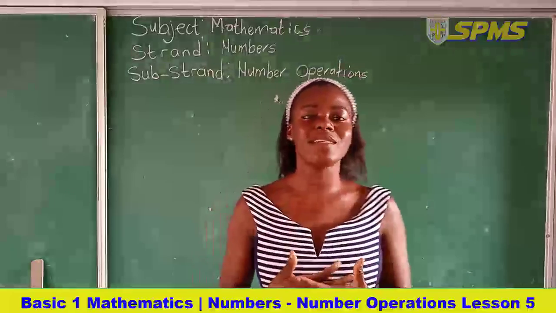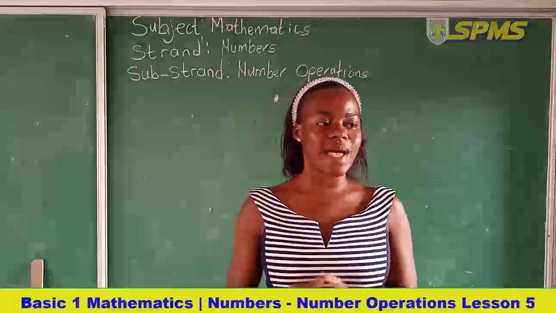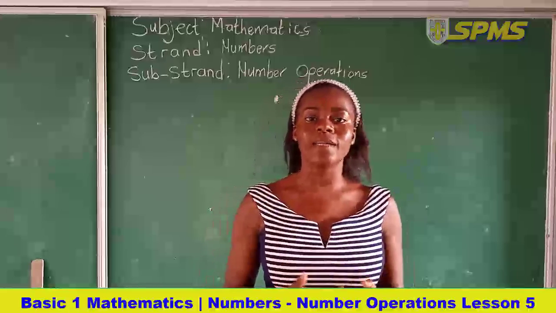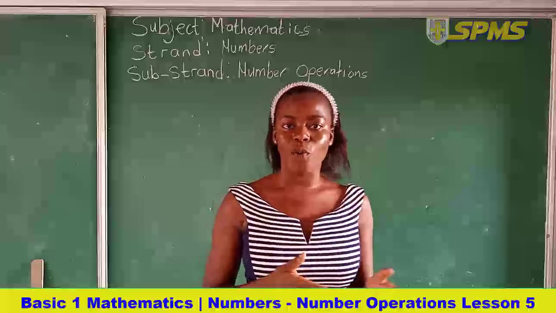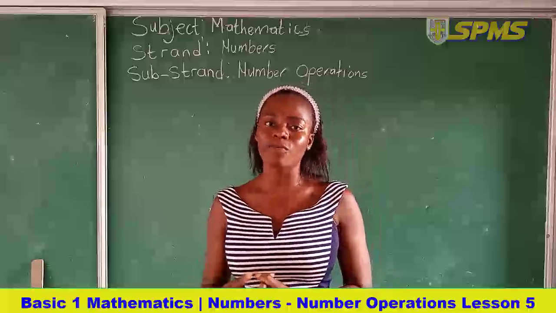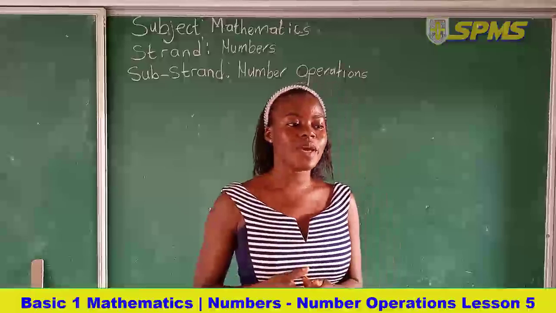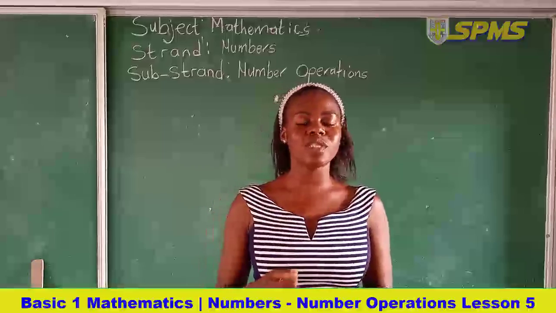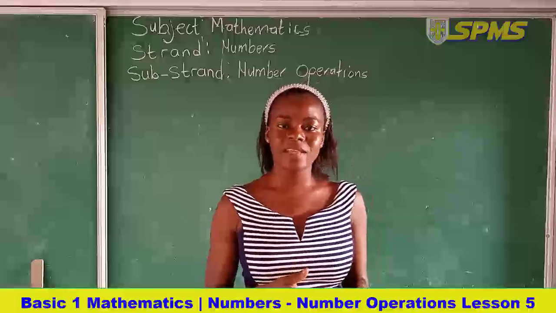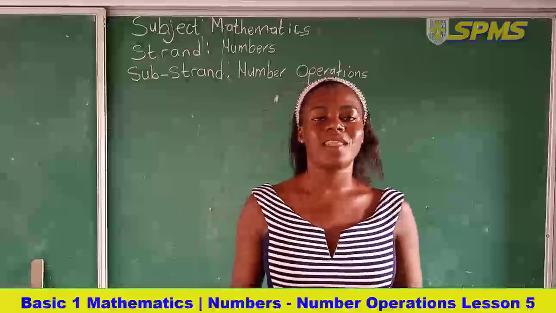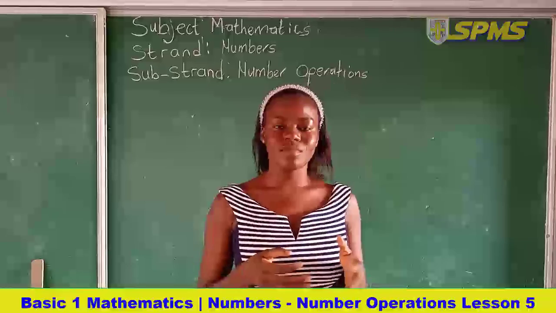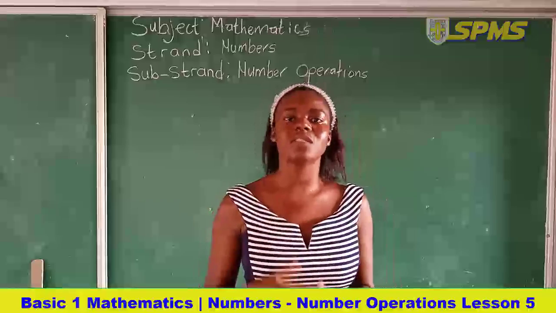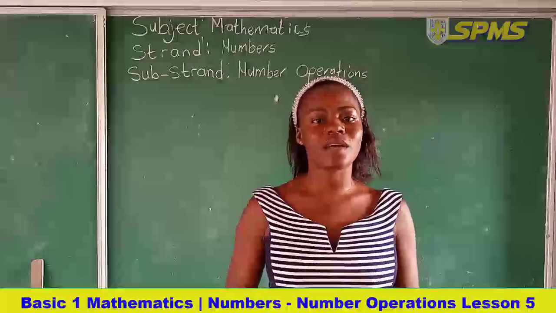By the end of today's lesson, you should be able to add numbers in horizontal form. So you should be able to add 1 to 2 digit numbers or 1 to 3 digit numbers in horizontal form. Two, you should be able to add 2 digit numbers in their tens. And the third objective, you should be able to solve addition story problems involving 2 digit numbers. Very good. Let's look at our keywords.